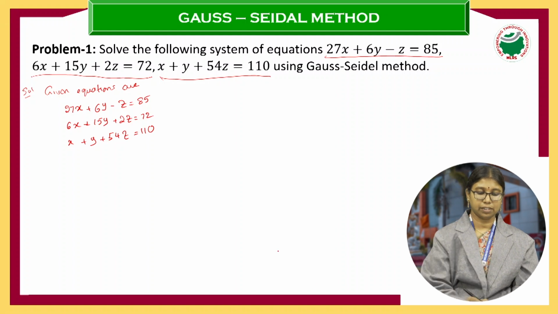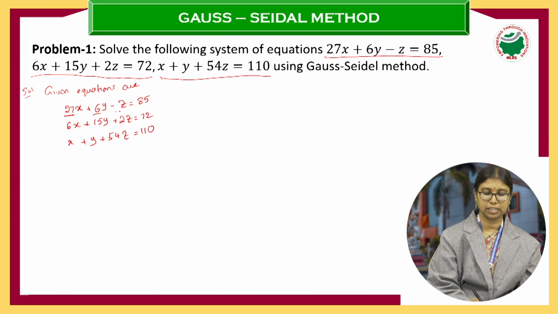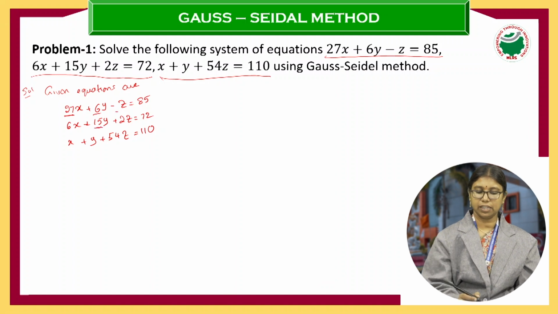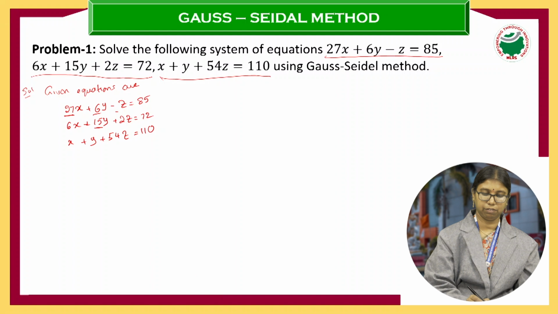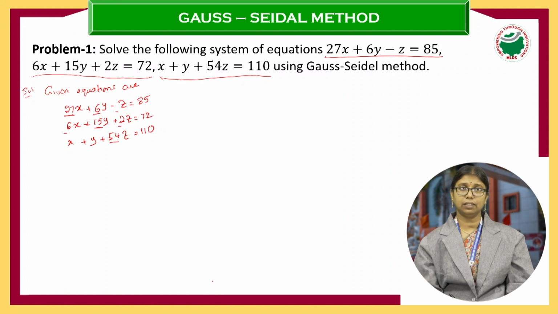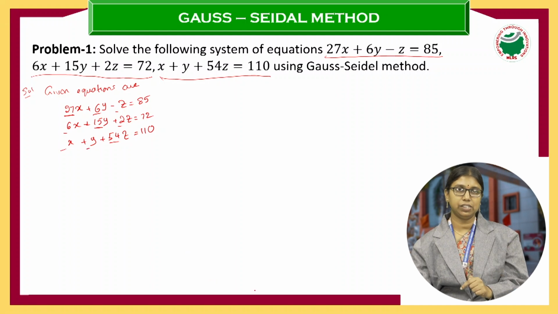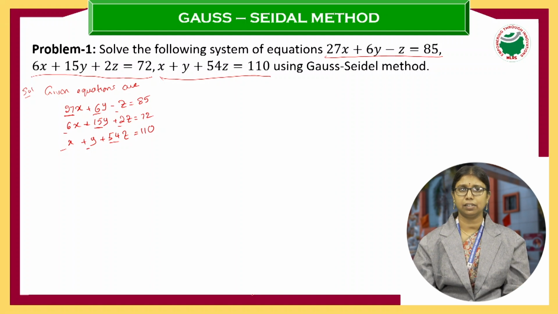Now verify the diagonal values. First one is 27. Clearly it is greater than 6 and 1. Next 15. In the second equation you have to choose 15. 15 is greater than 6 and 2. In the third equation you have to take the third term 54, which is greater than 1 and 1. So in this set of equations, clearly the equations are satisfying diagonally dominated condition. Then you can go with Gauss-Seidel method.